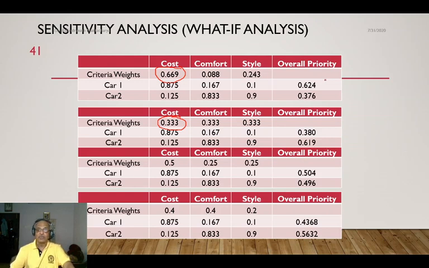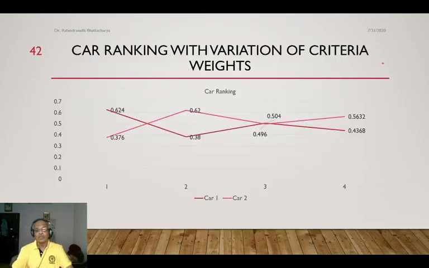And if you see this priority, here car 1 is better, here car 2 is better, here car 1 is better, here car 2 is better. So if we plot it out, we'll see like this. So depending on the weightage, the priority also changes.